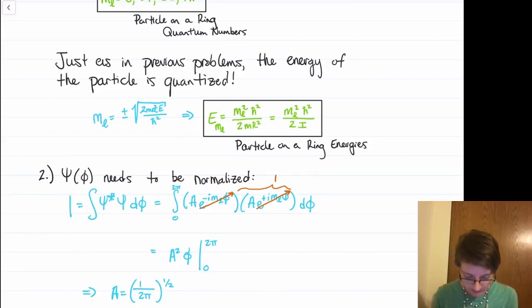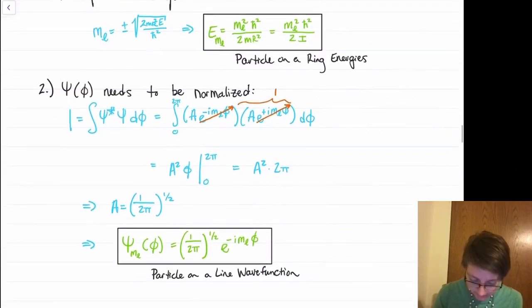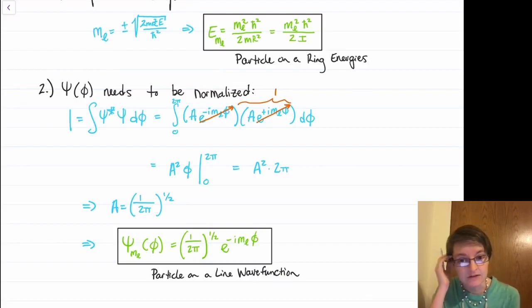So a constant integral is A squared now times phi, and if I evaluate that between 0 and 2 pi, that's going to give me A squared times 2 pi, and since that whole thing is supposed to be equal to 1, it tells me that my normalization constant is 1 over 2 pi to the 1/2 power. And so with that, now we can officially give, without any unknown constants or variables, our particle on a ring wave function.